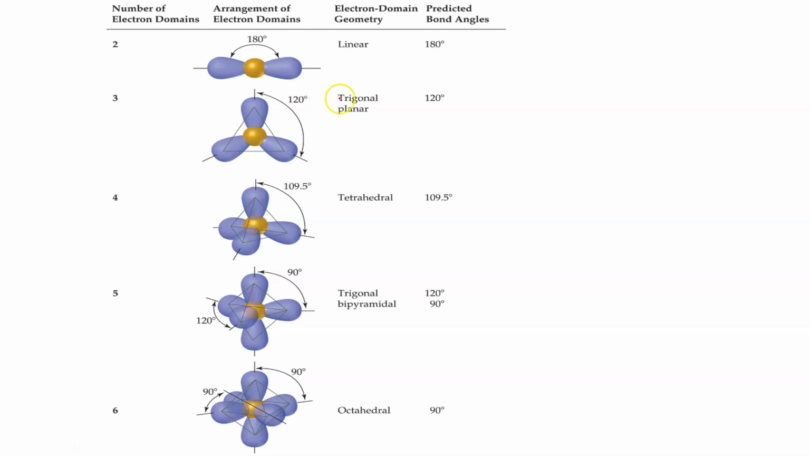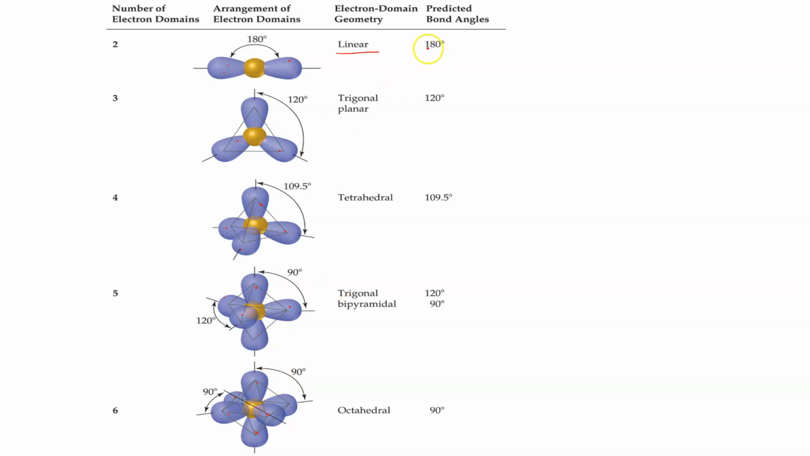So here are the shapes you need to memorize. Linear: two domains around the middle, all bonded. Trigonal planar: 1, 2, 3 domains, no lone pairs again, all bonded. Tetrahedral: 1, 2, 3, 4, all bonded again. Trigonal bipyramidal: 1, 2, 3, 4, 5 domains around the middle, no lone pairs again. And octahedral: 1, 2, 3, 4, 5, 6, all around the middle.